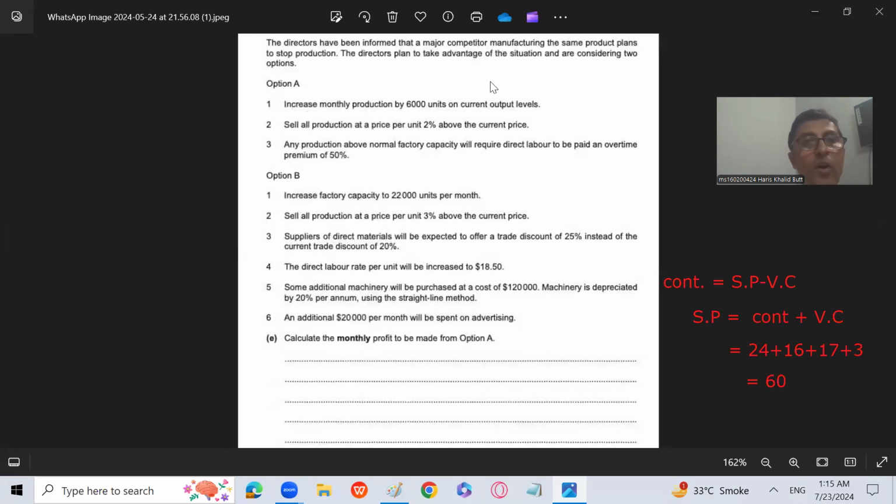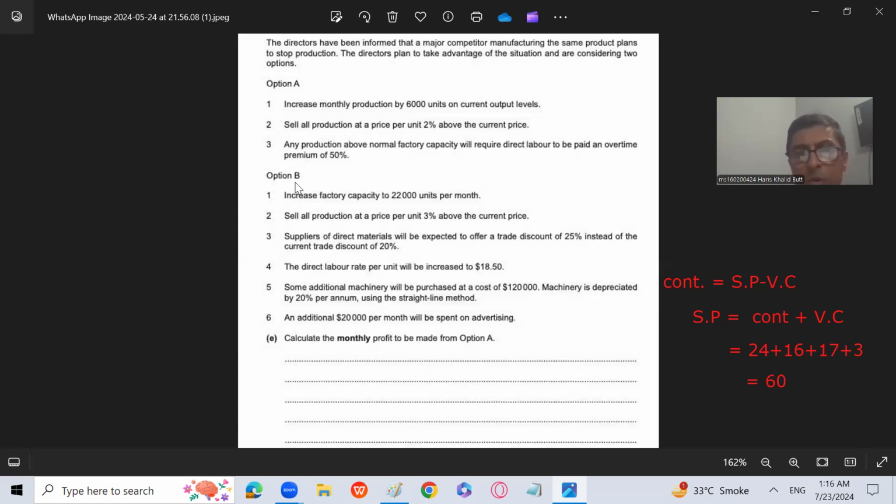So the director has been informed that a major competitor manufacturing the same product plans to stop production, and the director plans to take advantage of the situation and is considering 2 options, right? The major competitor has stopped production. It means that we can sell more units because the competitor has stopped production. So what options do we have? Option A, now you have to find the monthly profit to be made from option A. Then you have to find the monthly profit you are getting from option B.